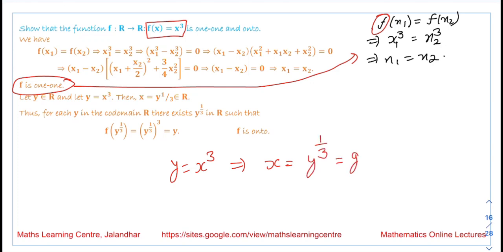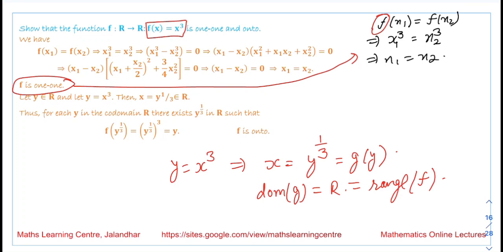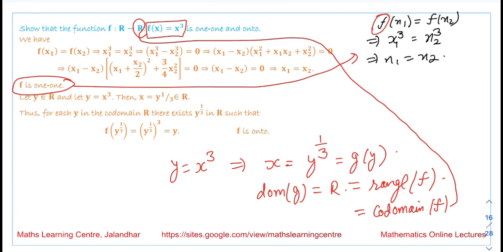Suppose this is equal to the function g of y. Now the domain of the function g is equal to R, and that is equal to the range of the function f, and that is equal to the codomain of f. So we obtain that this function f is an onto function.